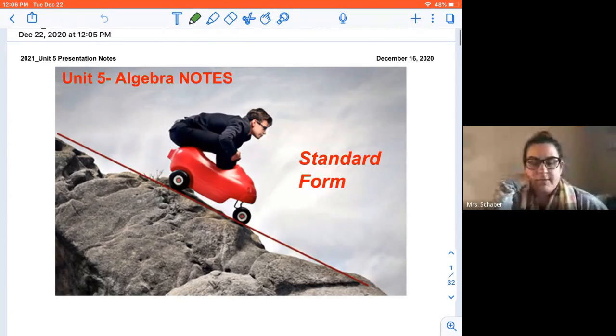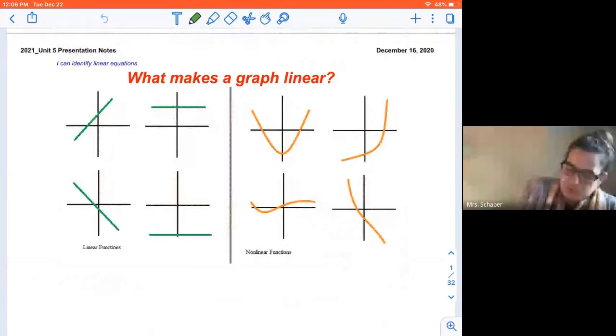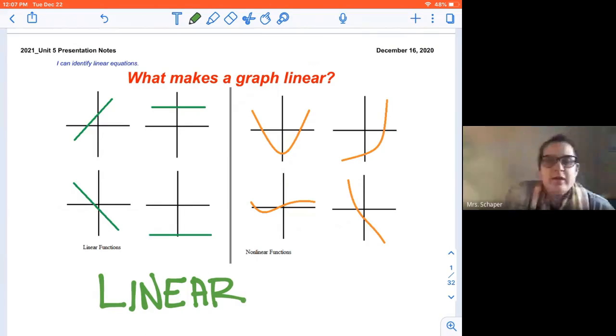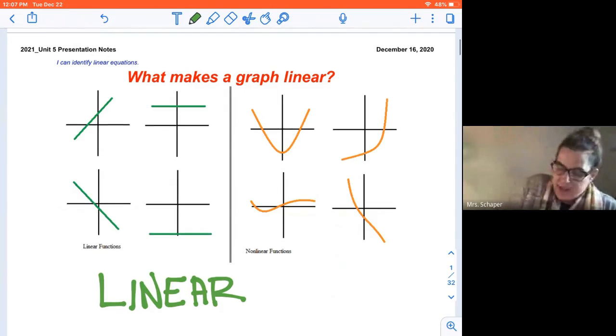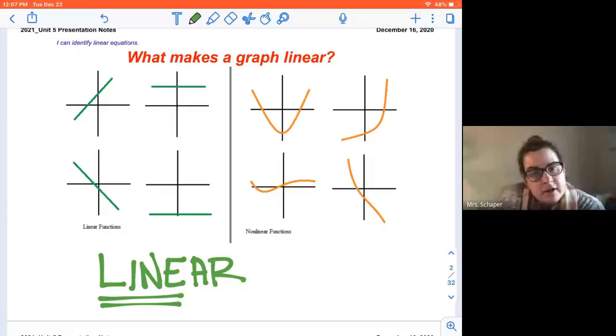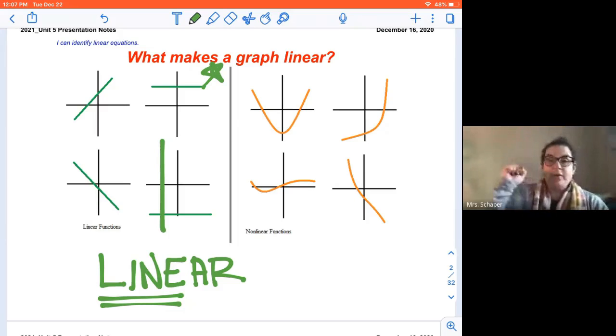All right, so we're going to start by talking about what makes a graph linear, okay? So when we're looking here on the left, we have lines. So we say that those graphs are linear, okay? They all form a straight line, and they have the word line in it. Hence, they're linear. They could be horizontal. They could be vertical. They could be diagonal. There's lots of options. As long as it's a straight line, we're good to go.